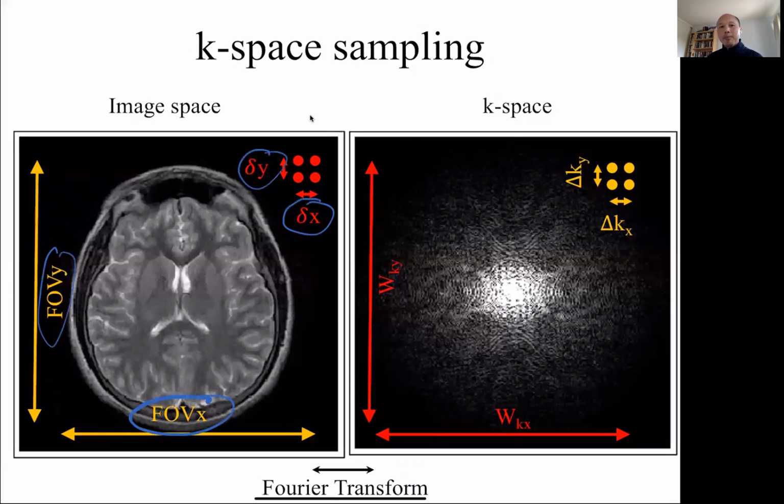Once you've determined those parameters, and those are basically what you want your image to look like, then the FOV parameters will determine the delta K, and that tells you how finely you have to sample in K space. And as we'll find out today, the delta X parameters are going to end up depending on these WKX parameters. So essentially, the W parameters are how far out in K space you want to go, and the delta K parameters are how finely you want to sample in K space.